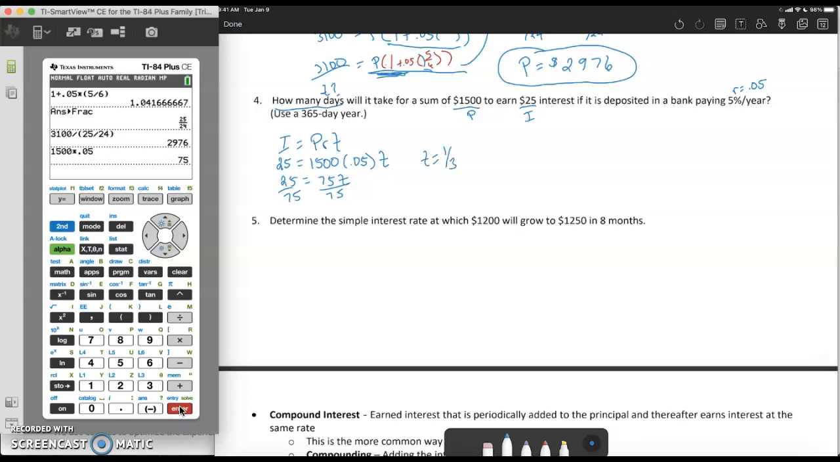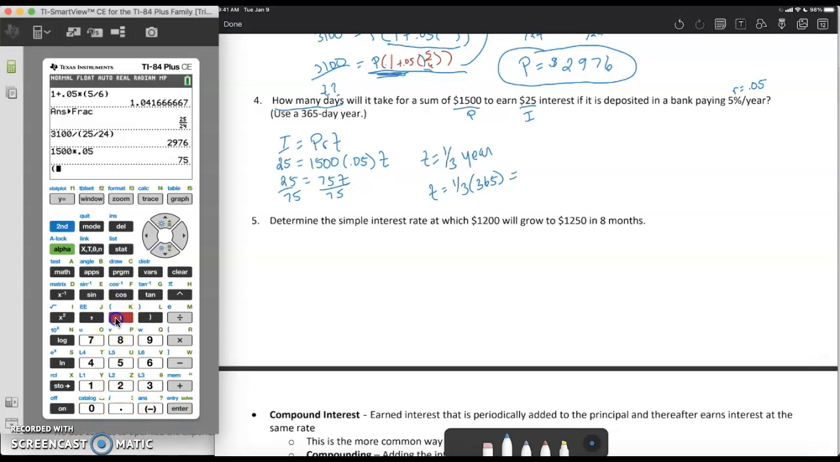Now, that is not in the correct format, though. It says how many days. So the answer is not 1/3 days, right? Because the T is always how many years. So right now we have that it's 1/3 of a year. If I need to translate that to days, then I need to take 1/3 times 365.